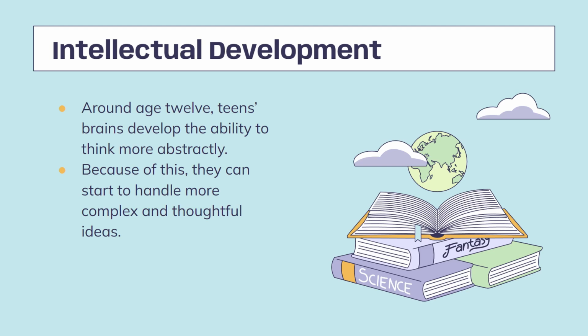So the first point, intellectual development of teens, is around age 12. Teens' brains develop the ability to think more abstractly. This means they begin to move beyond simple, concrete ideas and can understand more complex or deeper concepts. For example, a younger child may say stealing is bad because you get punished, while a teenager may say stealing is wrong because it's unfair and hurts others.